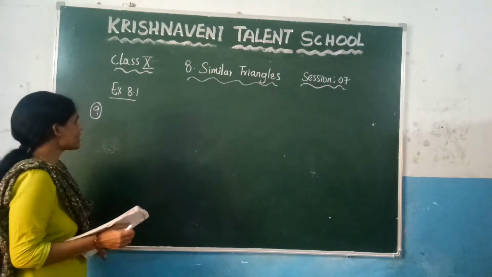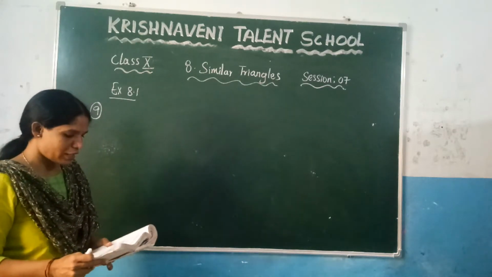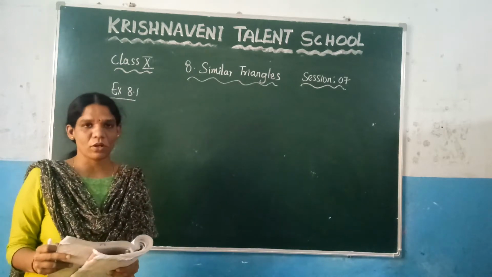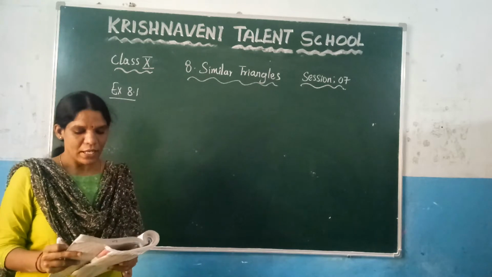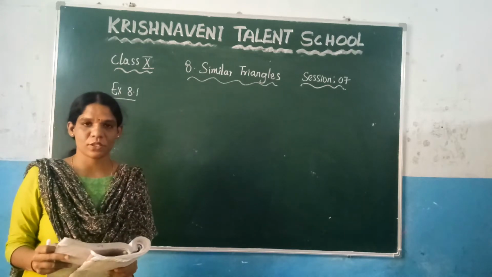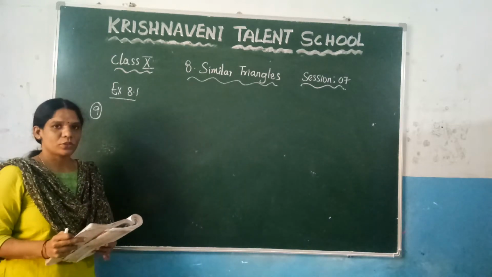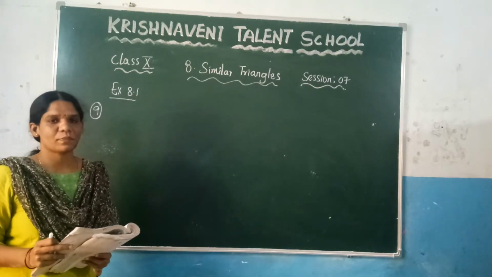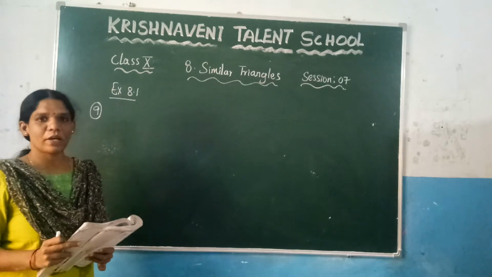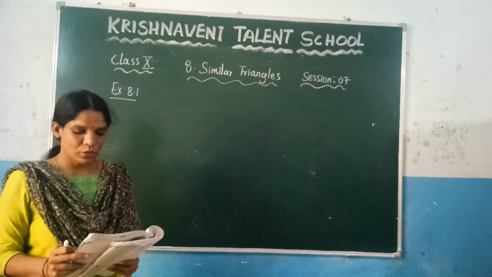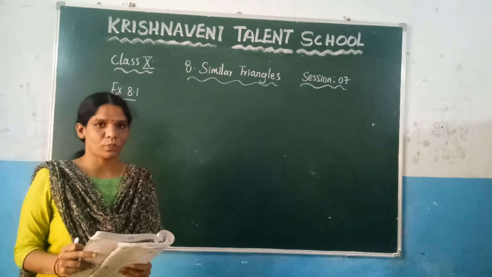Now see the next question in exercise 8.1, which is the ninth question. Here, what's the question given here? Draw a line segment of length 7.2 centimeters and divide it in the ratio of 5:3. Measure the two parts. Here, what we need to do is draw a line segment of length 7.2 and divide that line segment into 5:3 ratio. And you have to measure what are the two parts.